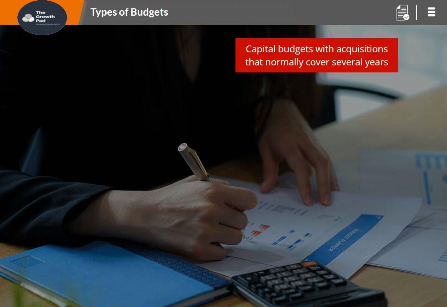A capital budget is a plan for the acquisition of capital assets, such as buildings and equipment. A financial budget is a plan that shows how the organization will acquire its financial resources, such as through the issuance of stock or incurrence of debt.